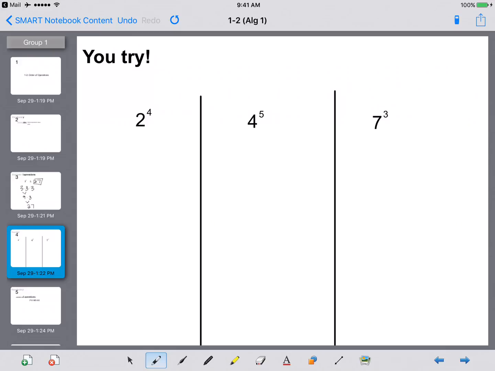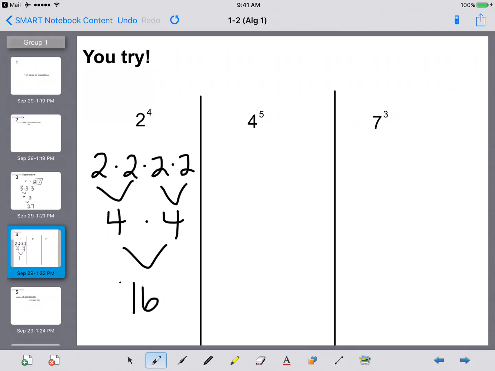I want you to pause here and try these. There's a way you can do this on the calculator, and you can ask me if you would like, but it's good for you to know how to solve this without a calculator as well. So 2 to the fourth is 2 times 2 times 2 times 2. So 2 times 2 is 4. Times 2 times 2 is 4. 4 times 4 is 16.